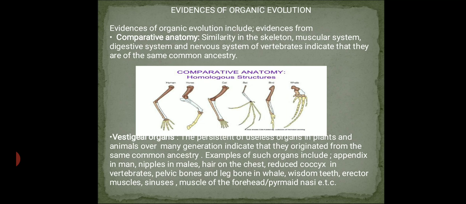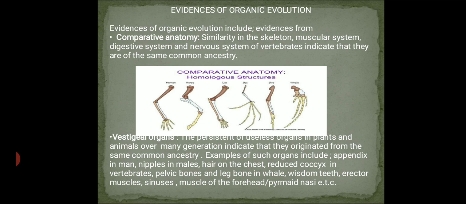But if the features of an organisms originated from different ancestry and they perform similar functions, this is what is called divergent evolution, and that feature is called analogy. An example of this is the function of the pentadactyl limb of man and the wing of a bird. Both are used for what? Movement. The second evidence of organic evolution is vestigial organs.